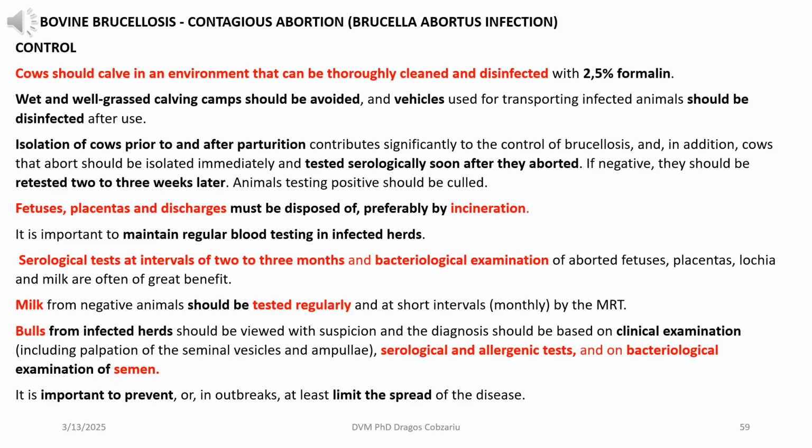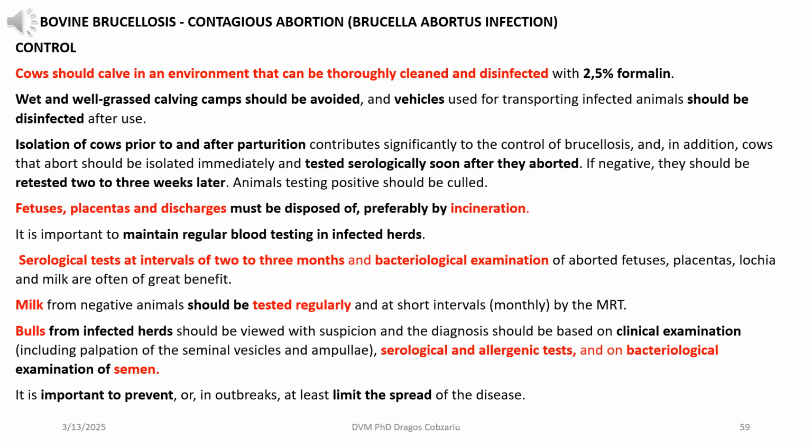Cows should calve in an environment that can be thoroughly cleaned and disinfected with 2.5% formalin. Wet and well-grassed calving camps should be avoided, and vehicles used for transporting infected animals should be disinfected after use. Isolation of cows prior to and after parturition contributes significantly to the control of brucellosis, and, in addition, cows that abort should be isolated immediately and tested serologically soon after they aborted. If negative, they should be retested 2 to 3 weeks later. Animals testing positive should be culled. Fetuses, placentas and discharges must be disposed of, preferably by incineration.